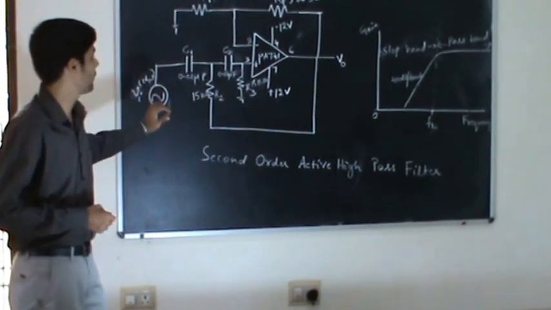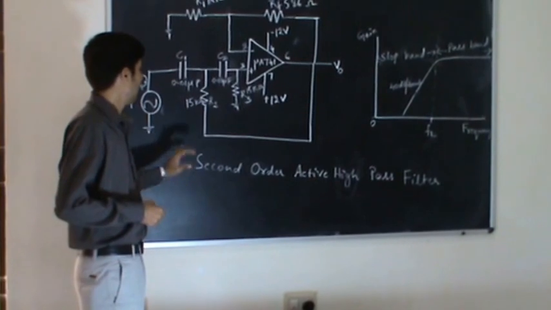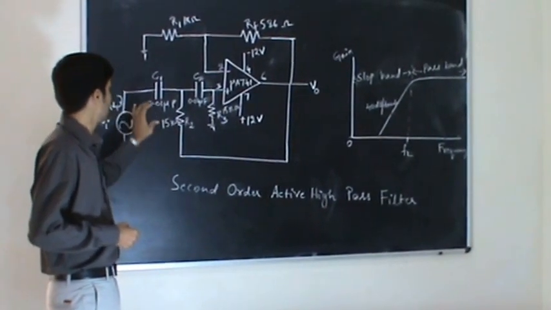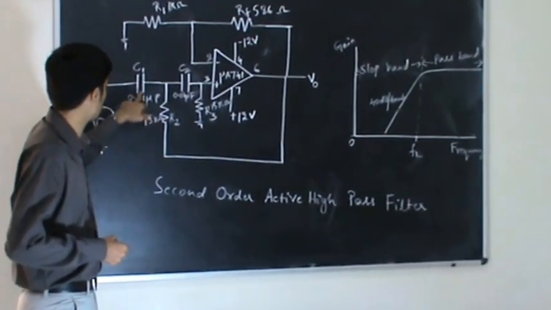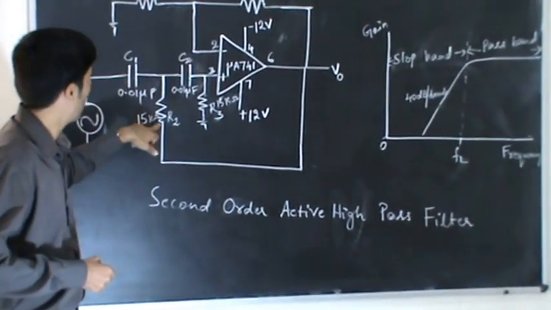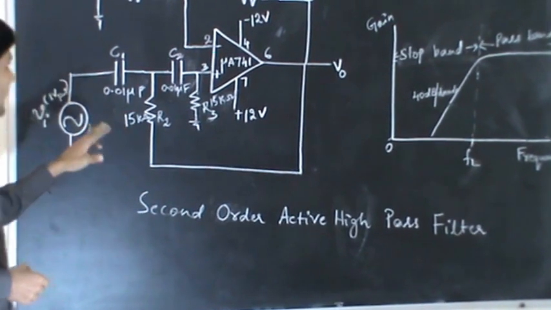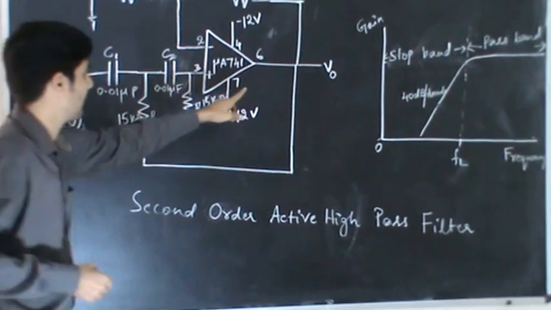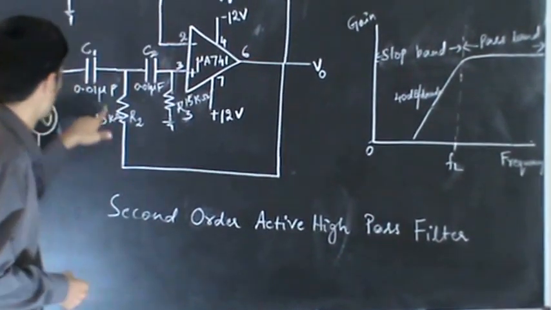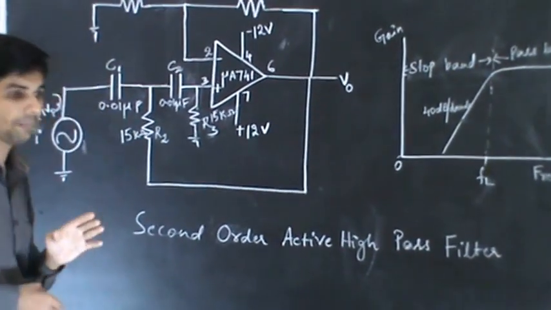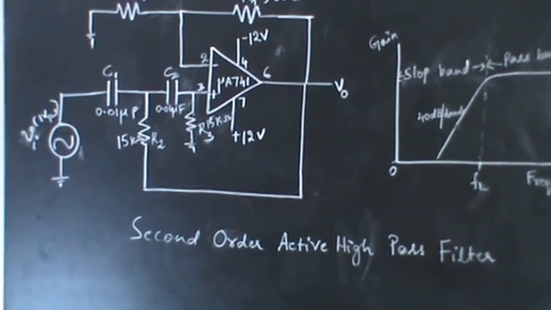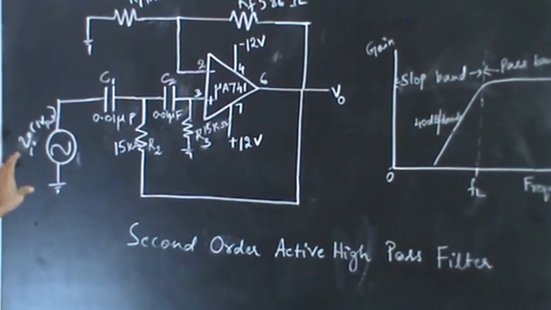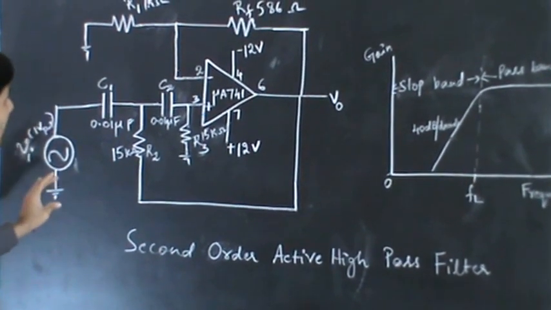This is the circuit diagram of the high pass filter. The difference between a high pass filter and a low pass filter is just changing the C with R and R with C. By interchanging R and C, we get a high pass filter. Since we are giving the feedback to the non-inverting terminal, the op-amp gain will always be greater than 1.